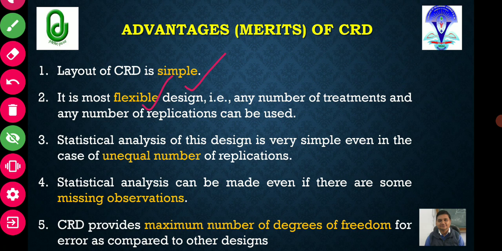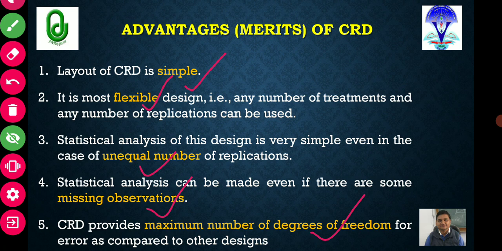Statistical analysis of this design is very simple, even in case of unequal number of replication. As I was discussing during the calculation portion, even if you have unequal number of replications, you can still do the analysis. It is also applicable for missing observations. Even if a few values are missing, you can do the statistical analysis in CRD. But that is not under our purview, so we will ignore this one. CRD provides the maximum number of degrees of freedom.